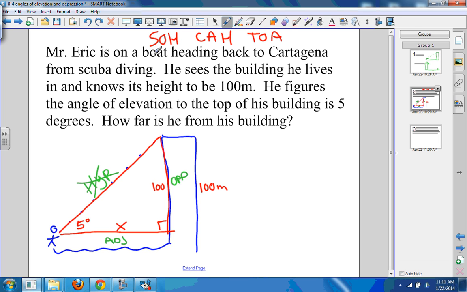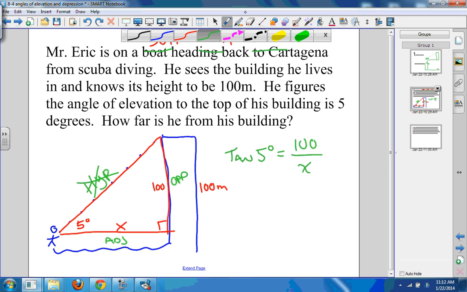So we need to look at SOHCAHTOA and see which one uses opposite and adjacent, and that is TOA. TOA has O and A for opposite and adjacent. So we can say the tangent of 5 degrees is equal to the opposite, which we know is 100 meters, over the adjacent, which we don't know what it is, we'll call it x. So here we have an equation, and our variable's in the denominator. It's always more work when our variable's in the denominator, but we can do it. So we have to get it out of the denominator first.